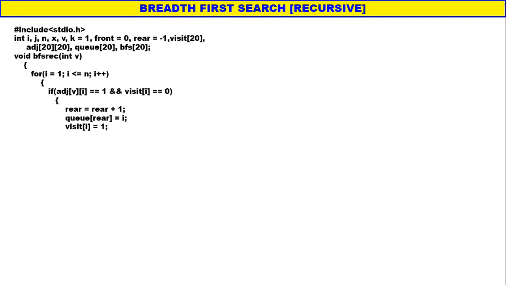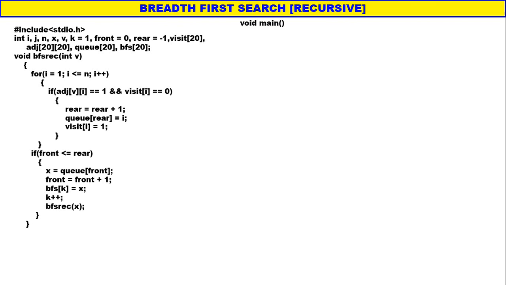The C code for BFS recursion is as follows. Front is equal to 0, rear is equal to 1, the queue, visit, adjacency matrix ADJ, queue, BFS. All these are initialized. So BFS REC, V is the source vertex. We find all the adjacent vertices. If they are not visited, we add them to the queue and we make visit of that particular vertex equal to 1. Now we check whether the queue is empty. If the queue is not empty, remove the front element, add it to BFS and call the same function recursively. This is where recursion happens.